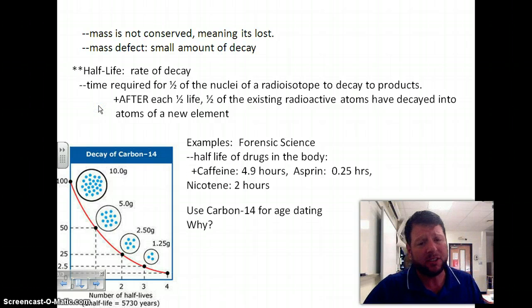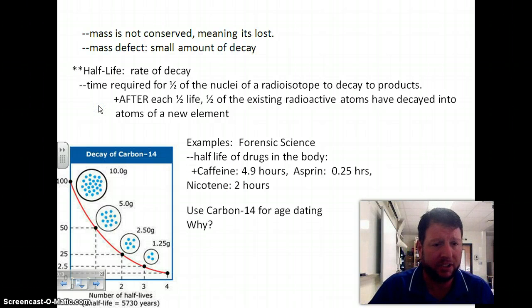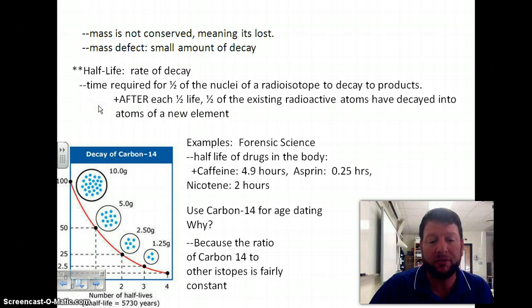Scientists also use carbon-14 for age dating. This is all based on half-life and decay rates. Why do we use this? We use this because the ratio of carbon-14 to other isotopes is fairly constant.